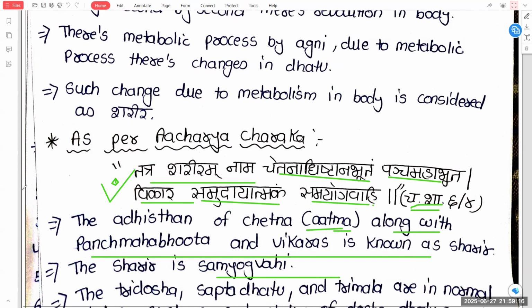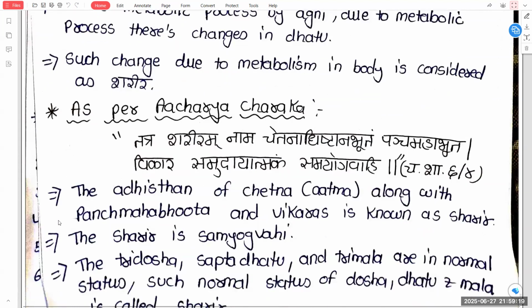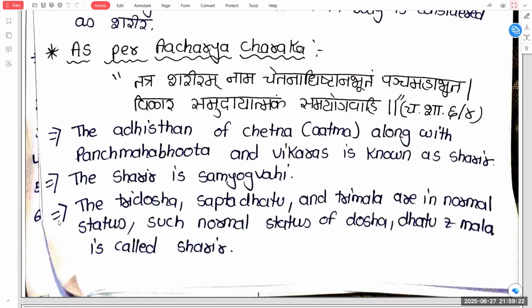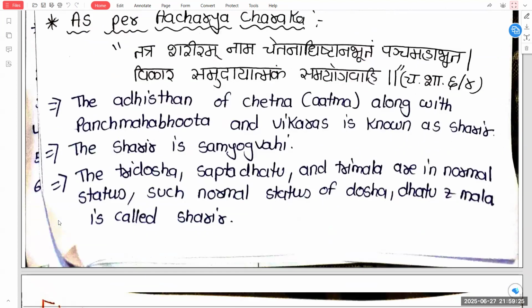Sanyogvahi means the combination. The Sharir is Sanyogvahi of what? Combination of three dosh, Vat Pitta Kaph, Saptadhatu, Ras Rakta Mamsa Meda Asthi Majja Shukra, and three mal, that is the Sweda, Purisha, and Mutra, which are in the normal status. Obviously, they should be in equilibrium. Such normal status of dosh, dhatu, and mal is called Sharir. Understood? So, this is the basic definition if you are asked what exactly the Sharir is.